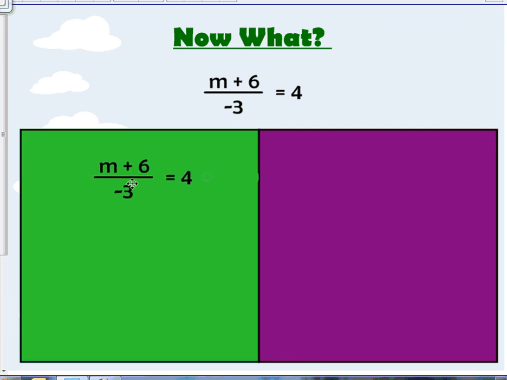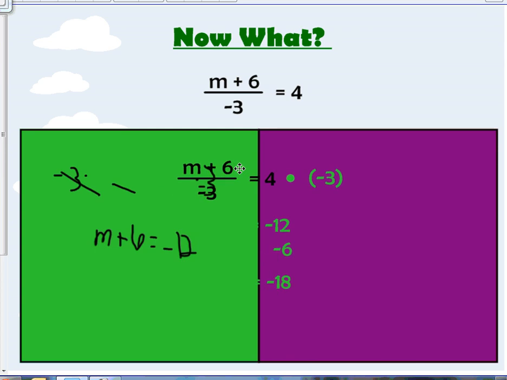So our first step would be to multiply by negative 3 to both sides. Okay. So then those would go away and you would end up with m plus 6 equals negative 12. All right. So in this case, you're doing these steps backwards. You're doing the multiplication and division first, and then doing the addition and subtraction. So let's see the rest of the problem.